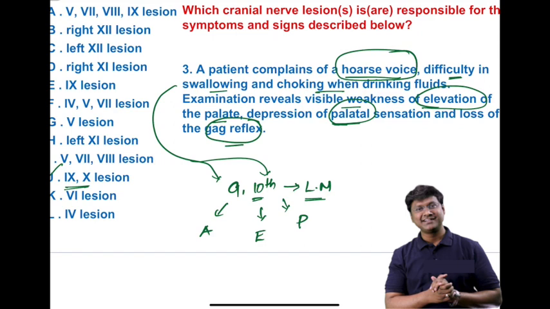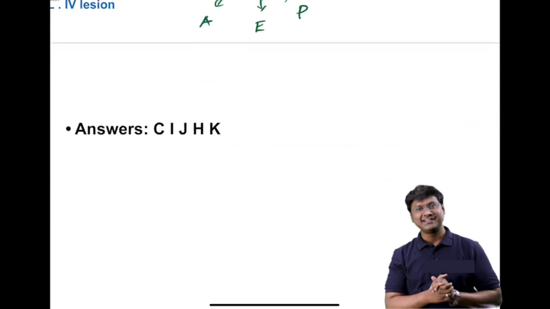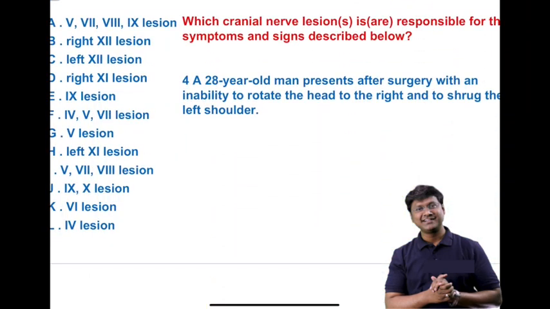Okay. Now let me discuss the fourth important clinical scenario. A 28-year-old man presents after surgery with inability to rotate the head to the right and to shrug the left shoulder. Now for rotating the head towards the right, you require the left sternocleidomastoid, and the individual is also having difficulty in shrugging the shoulder on the left side. So you require the left trapezius.